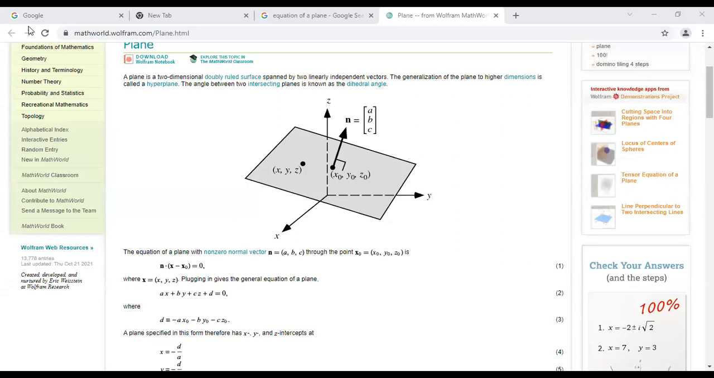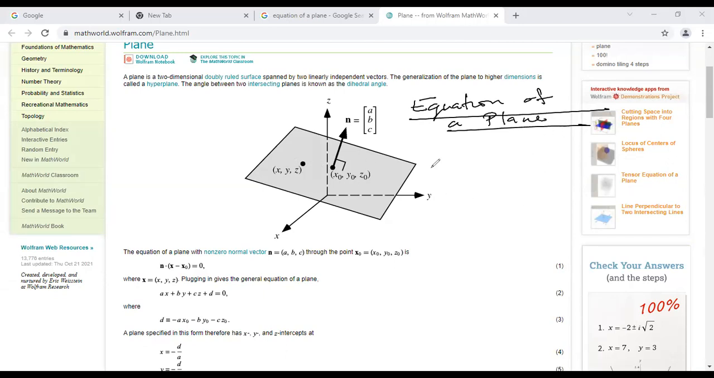Today we want to talk about finding the equation of a plane, or a surface in 3 dimensions. So how do we find the equation of a plane? We want to find the equation of a plane.